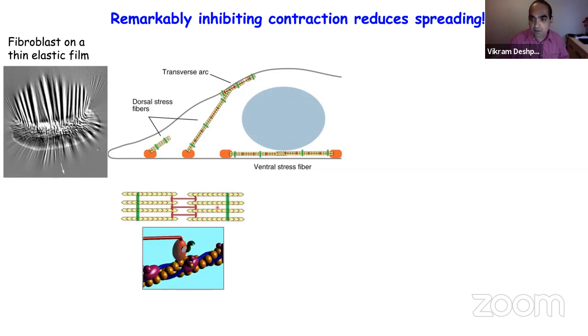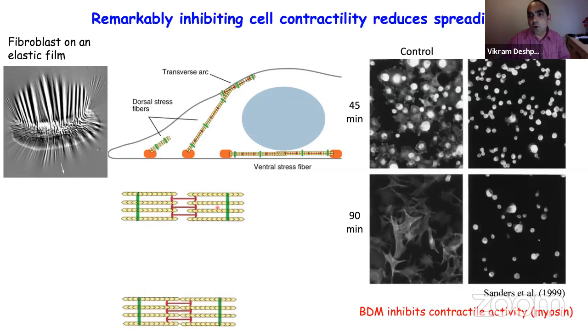Because you're stopping the contraction. And effectively, something totally different happens. So this column is a control column. You just put the cells on a glass substrate, and after 90 minutes, they've spread a lot.